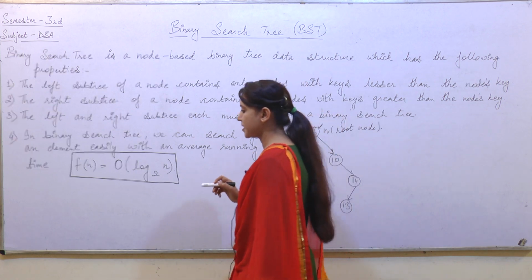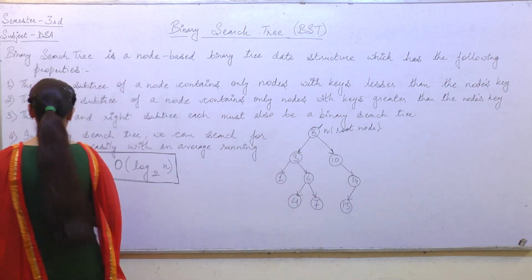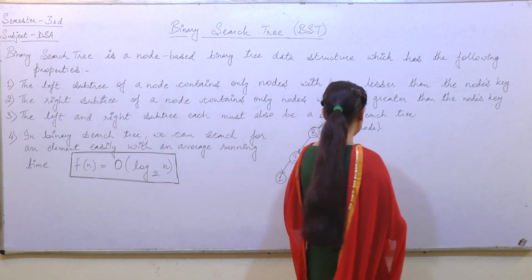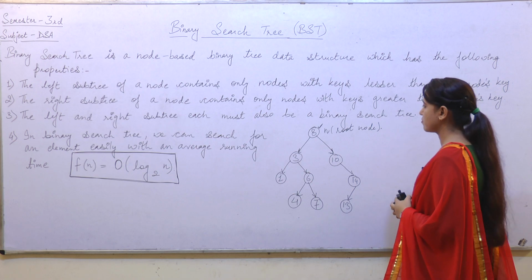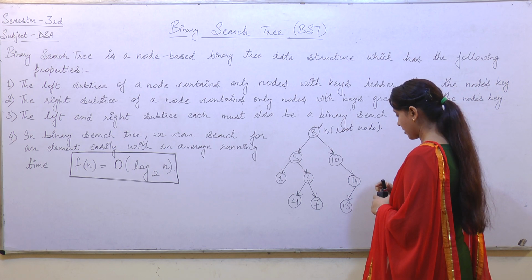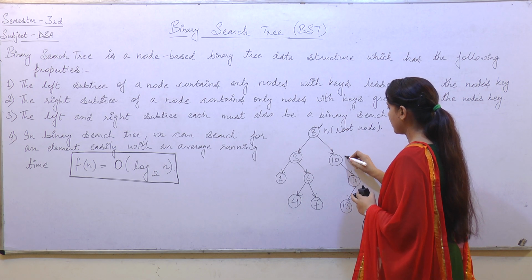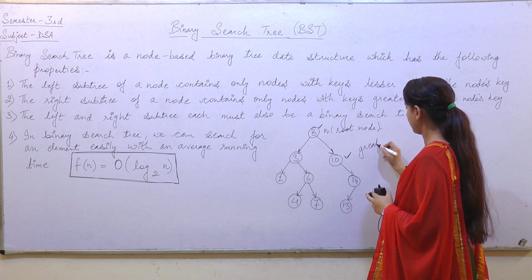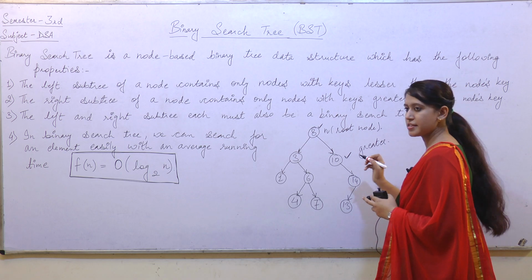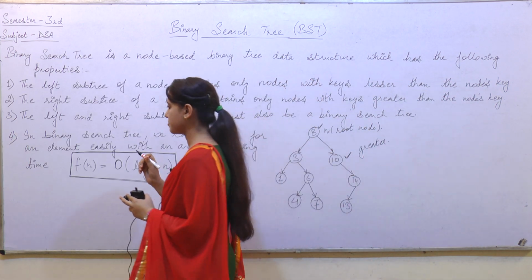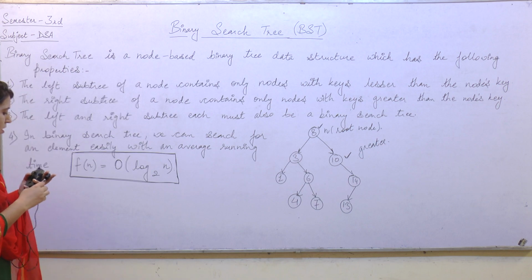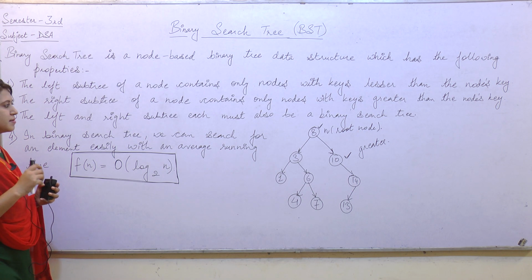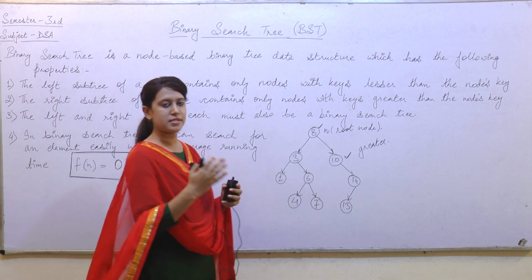Now the second property states that the right subtree of the root node, the right subtree here is 10, will always be greater than the root node. And the third property states that the left and right subtree each must also be a binary search tree.